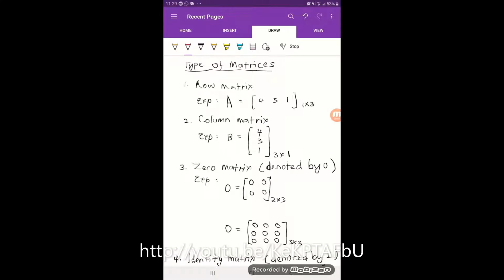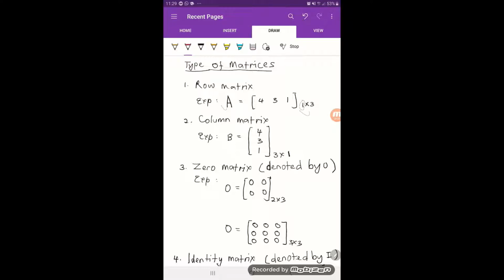Here we learn about types of matrices. The first type of matrix is the row matrix. A row matrix is a matrix that has only one row. Example, matrix A. The order of matrix A is 1 times 3. So you can see here the number of rows is 1.